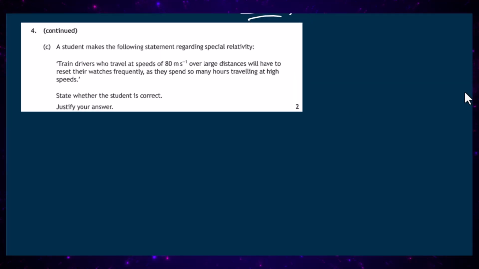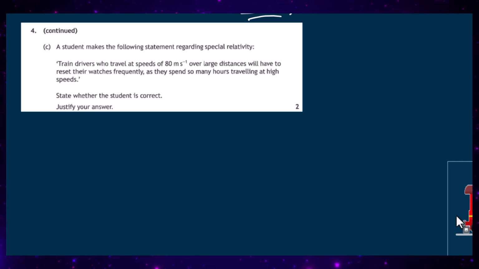Question 4 continued, part C. A student makes the following statement regarding special relativity. Train drivers who travel at speeds of 80 metres per second over large distances will have to reset their watches frequently as they spend so many hours travelling at high speeds. State whether the student is correct, and we have to justify our answer for that.